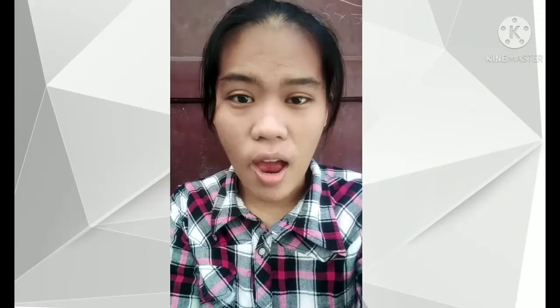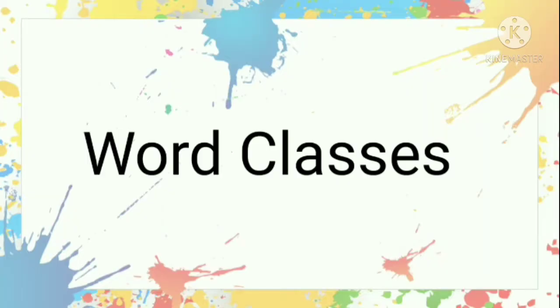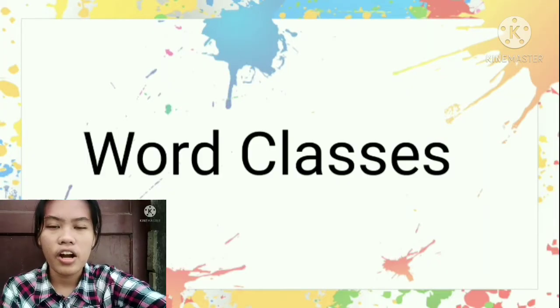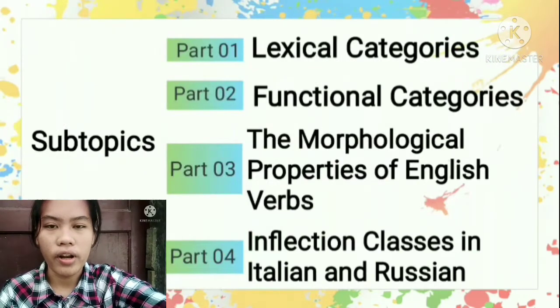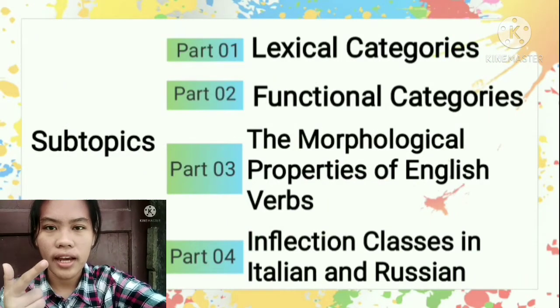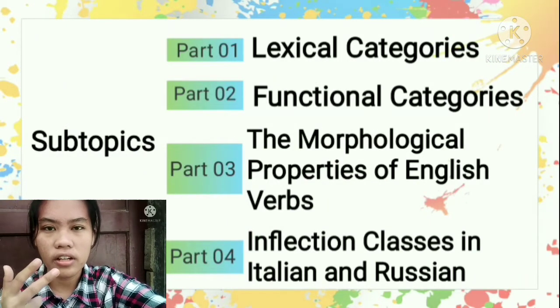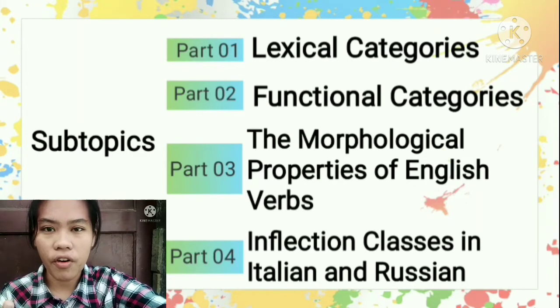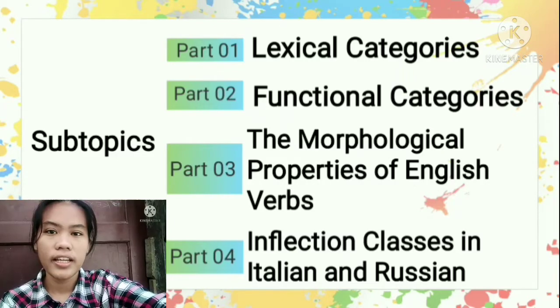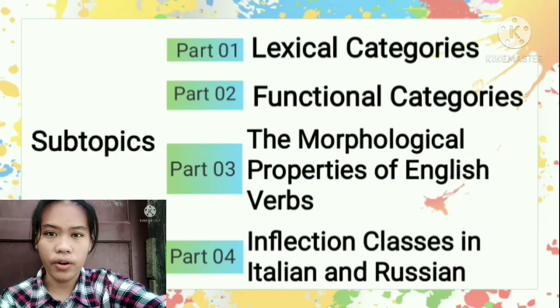At this moment, I want to explain to you about word classes. Okay, there are 4 subtopics. The first one is lexical categories, the second is functional categories, the third is the morphological properties of English verbs, and the fourth is inflection classes in Italian and Russian. Now let's start from lexical categories.